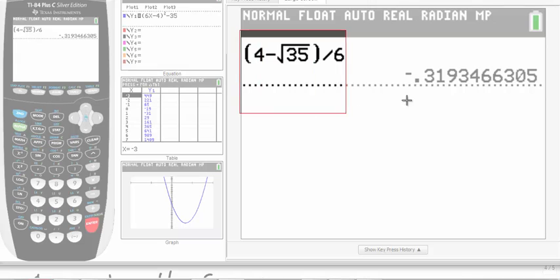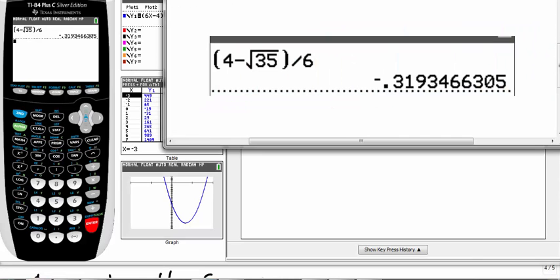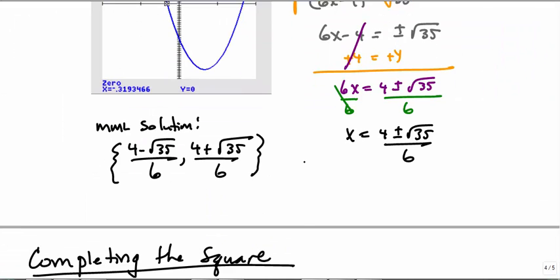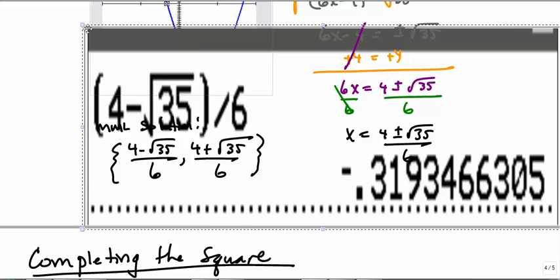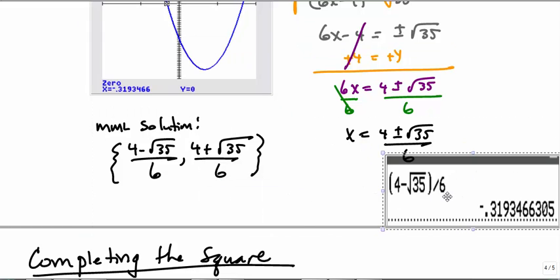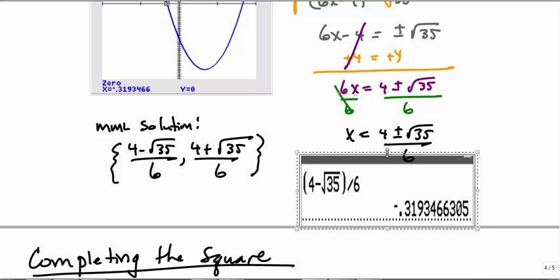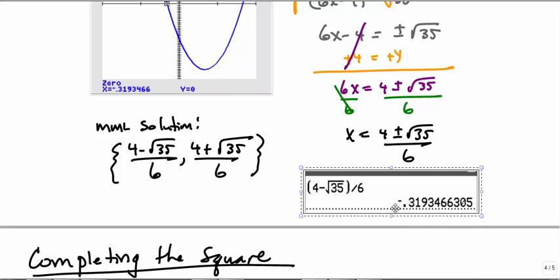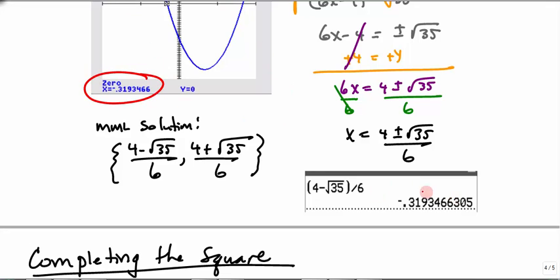So I know the left endpoint is right. I'm pretty confident about the right endpoint. If I wanted, I could go through and double check both of them, but I don't think I need to do that. But you could if you were interested. So notice this negative 3.193 matches this value right here as well.